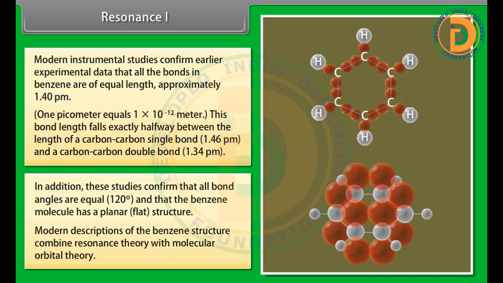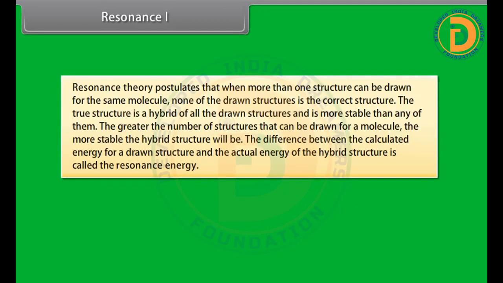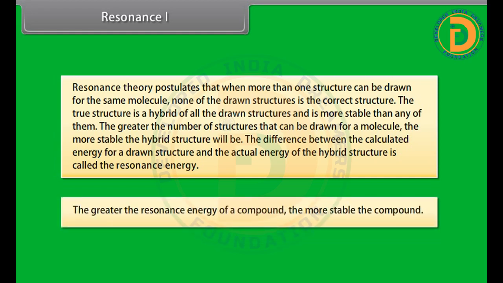Modern descriptions of the benzene structure combine resonance theory with molecular orbital theory. Resonance theory postulates that when more than one structure can be drawn from the same molecule, none of the drawn structures is the correct structure. The true structure is a hybrid of all the drawn structures and is more stable than any of them. The greater the number of structures that can be drawn from a molecule, the more stable the hybrid structure will be. The difference between the calculated energy for a drawn structure and the actual energy of a hybrid structure is called the resonance energy. The greater the resonance energy of a compound, the more stable the compound.